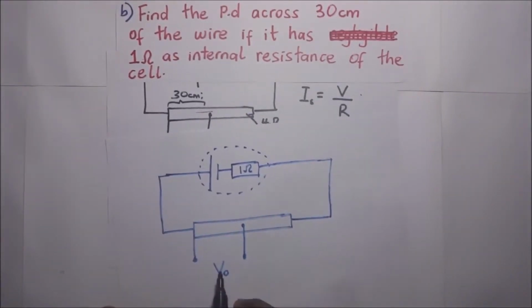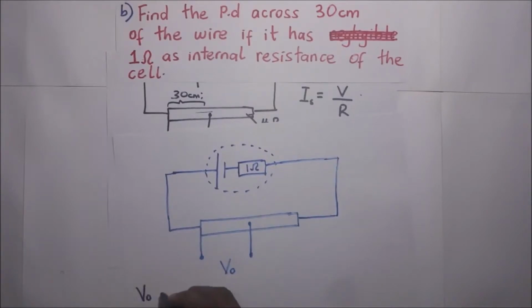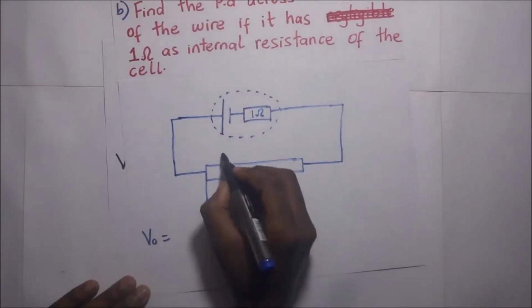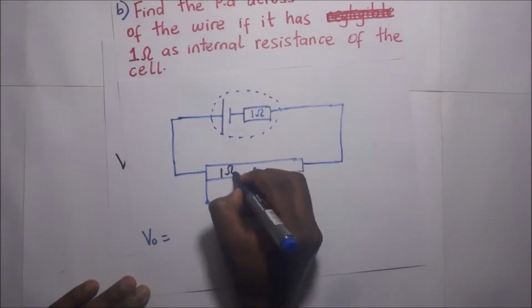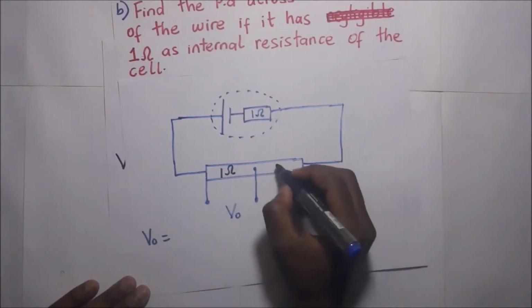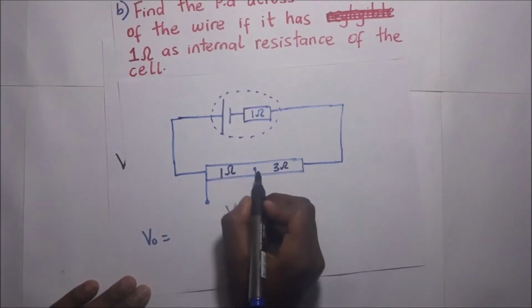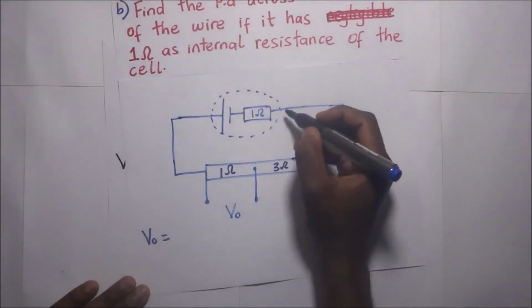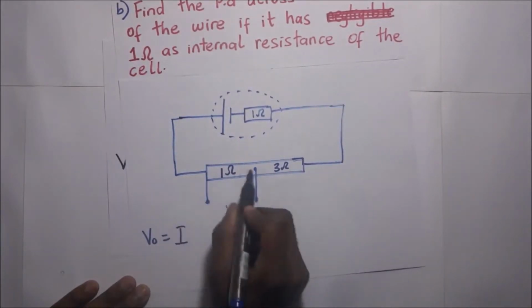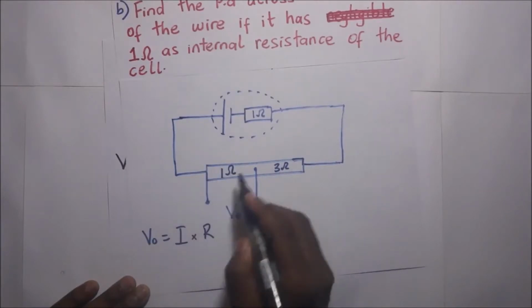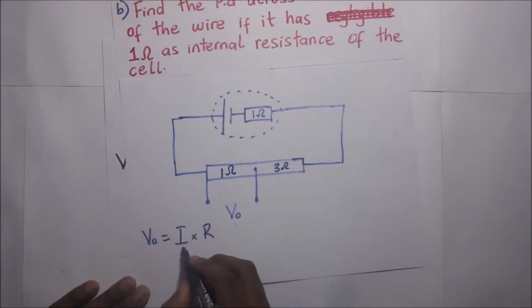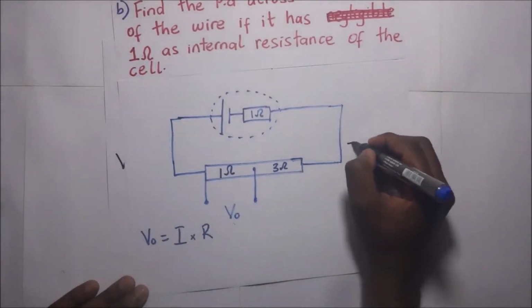So again, just like before, to get the output voltage V0, we need to find the current going through this portion of the wire. The 30 centimeter portion of the wire, we already found out, is 1 ohm. So this is 1 ohm, and the rest of the wire is 3 ohms. Now we need to find the current times the resistance, which is 1. First we need to find the current. Let's do some work here.